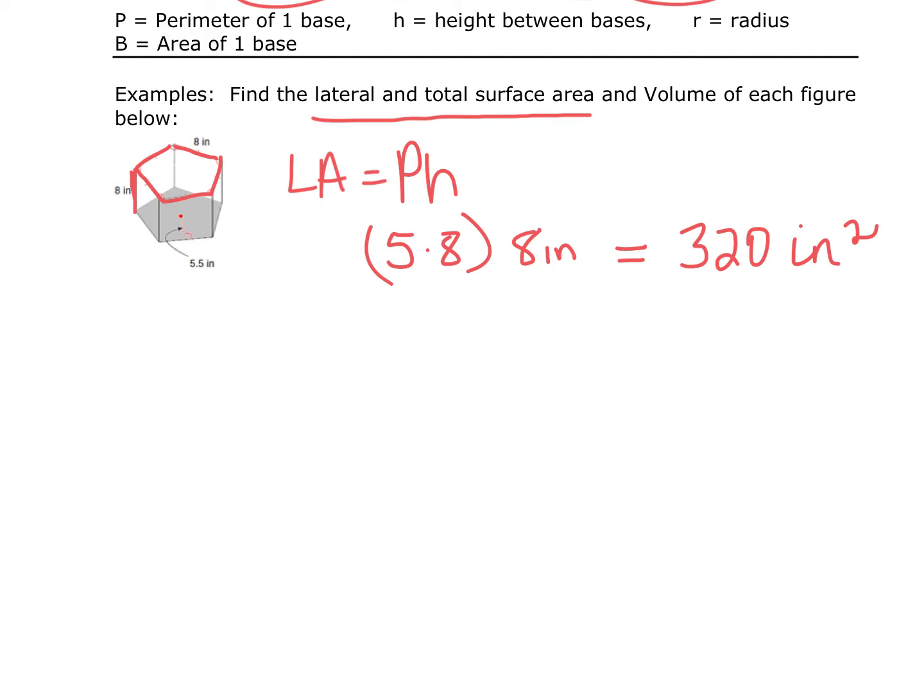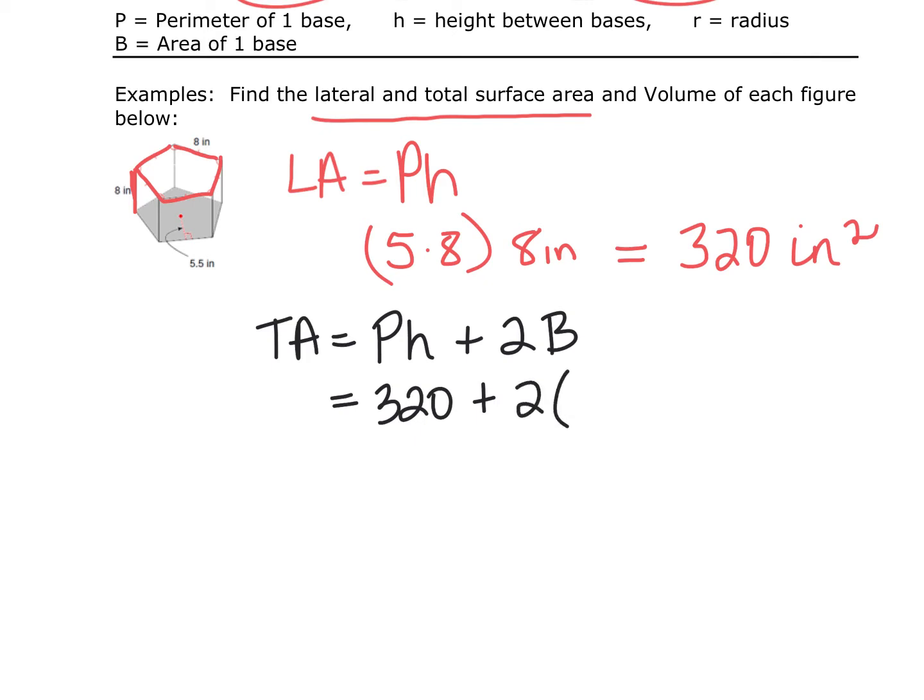Our total area is equal to the lateral area plus 2 base areas. So we have our lateral area, which is already 320, plus 2 times the base area. And this is a regular polygon.